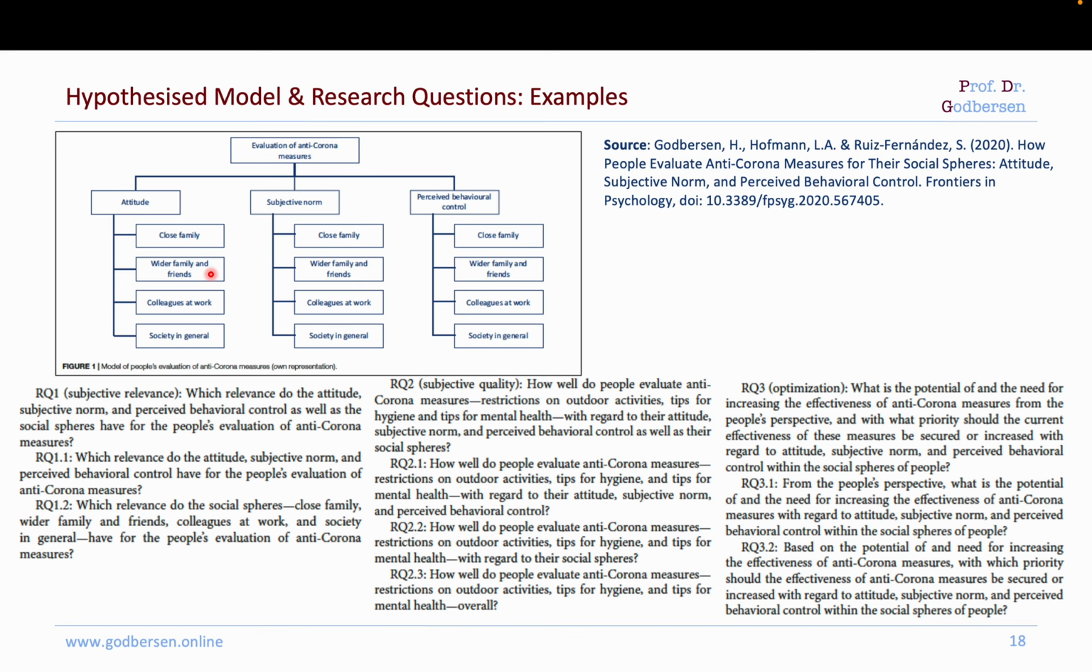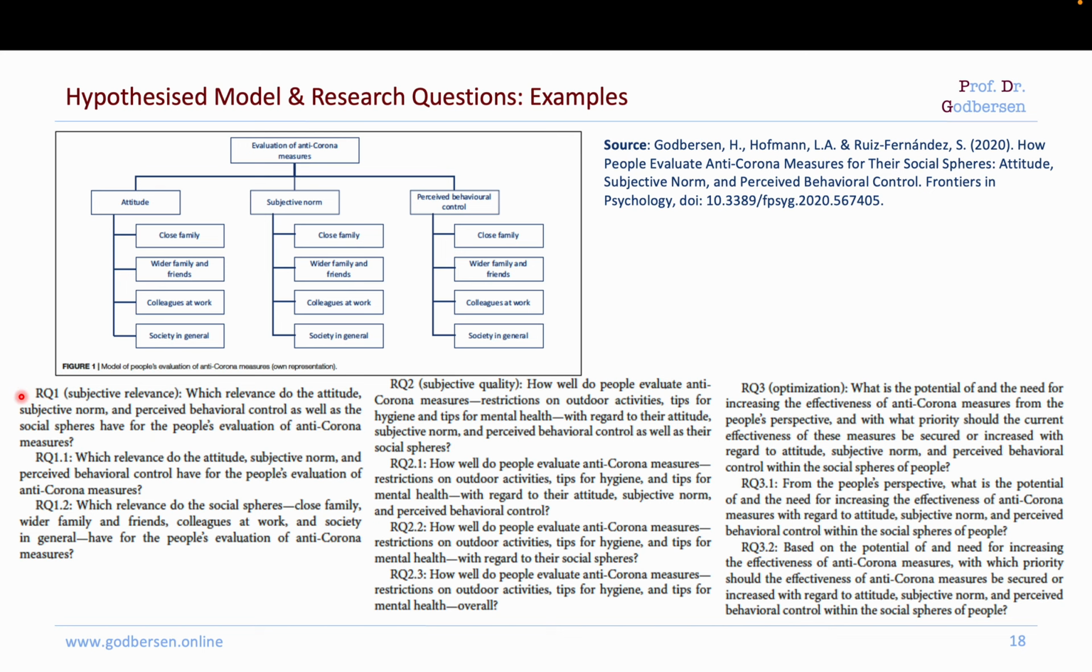So what I want to come to with these rather extreme examples is that these elements, these constructs, might be of different relevance to the people. So we measured the relevance, and we measured how well the anti-corona measures could protect the close family, the friends, and so on. And accordingly, the same with subjective norm and perceived behavioral control. So you can see it's a rather complex model. And therefore, my co-authors and I developed a hierarchical system of research questions.